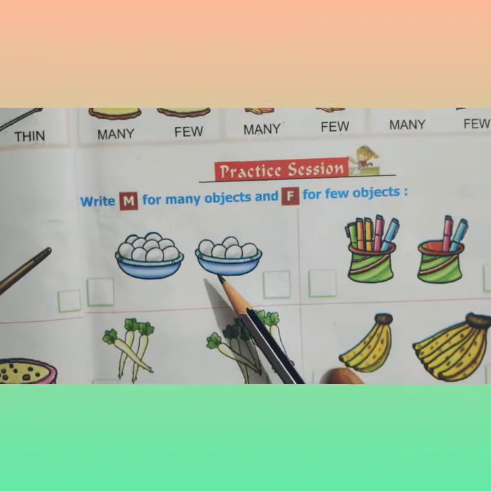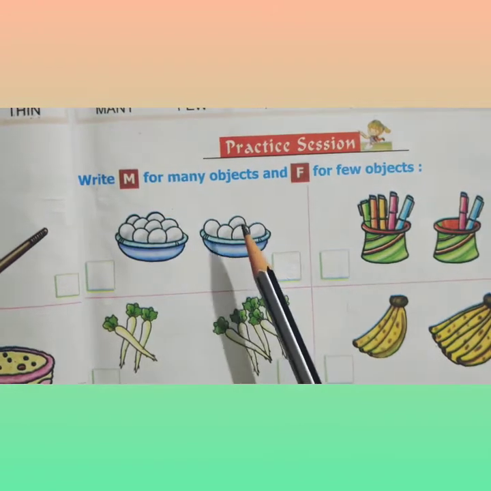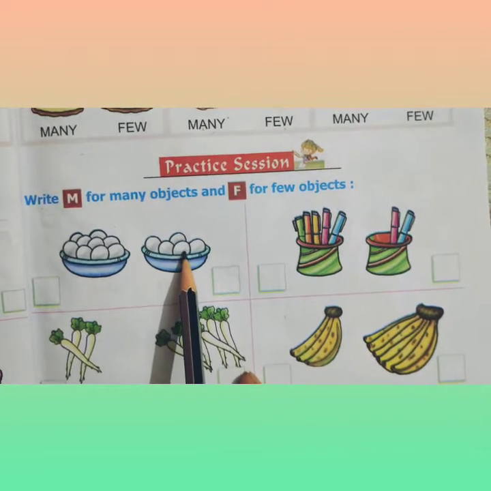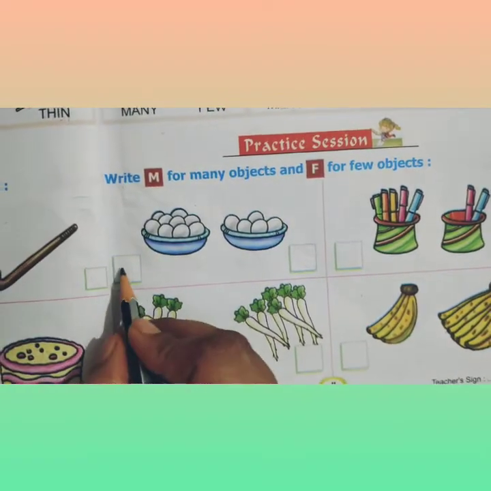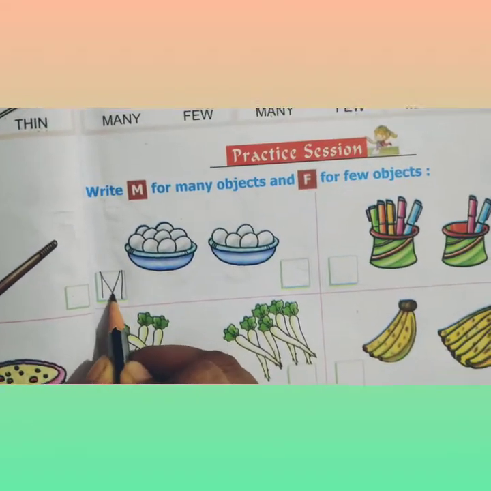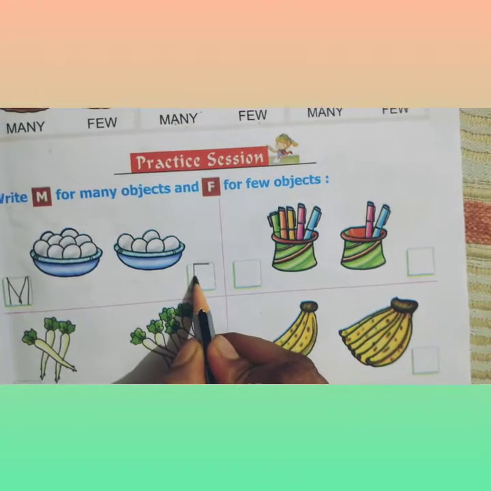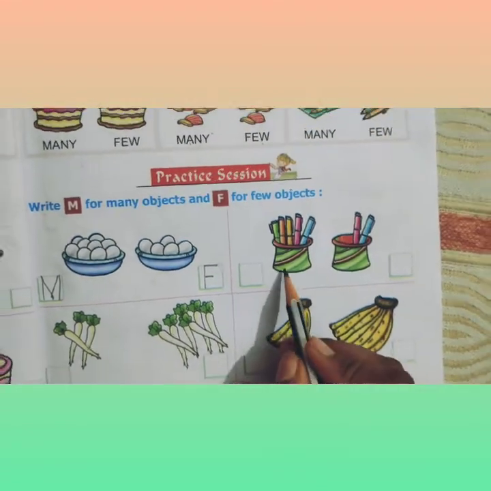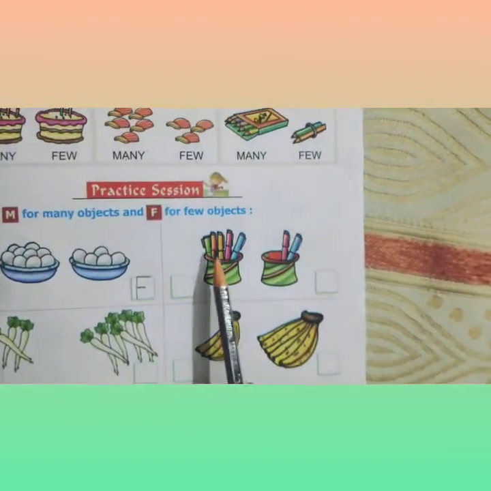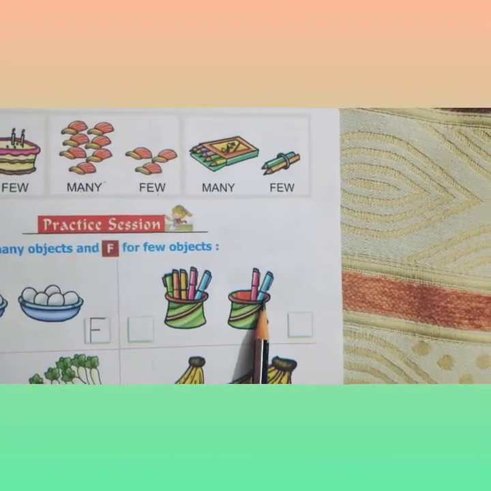Here, two baskets are given. The first basket has many eggs and the second basket has few eggs. So, what we will do? We will write M for many objects and F for few objects. Okay? So like that, you will do the rest of the work. See, if there are many objects, you will write M, and if there are few objects, you will write F.